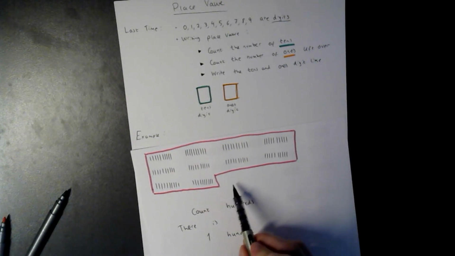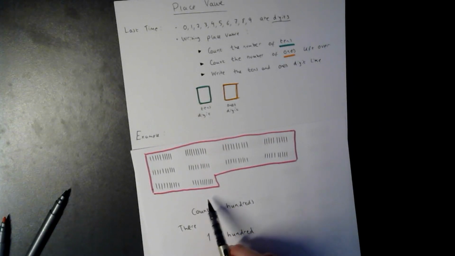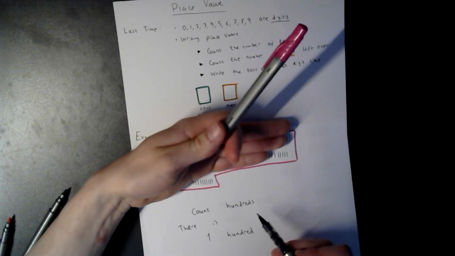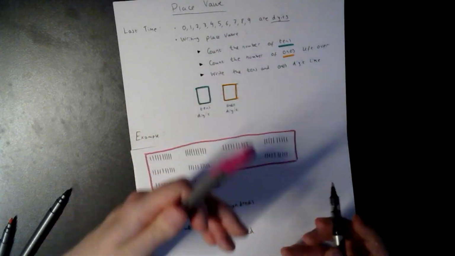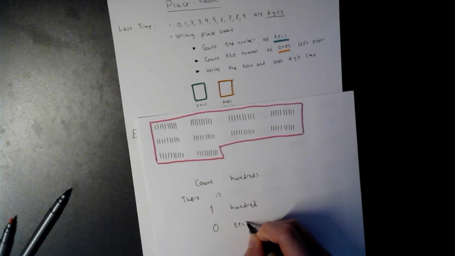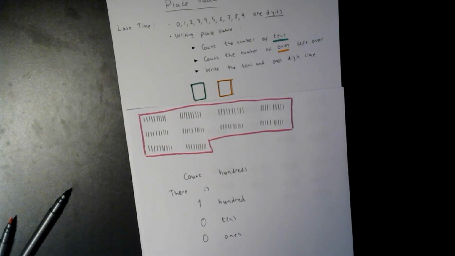And if we look, there's nothing else. There's no more numbers after this. So once we've counted all of these, there's 0 tens and 0 ones left over. So there's 100, 0 tens, and 0 ones.